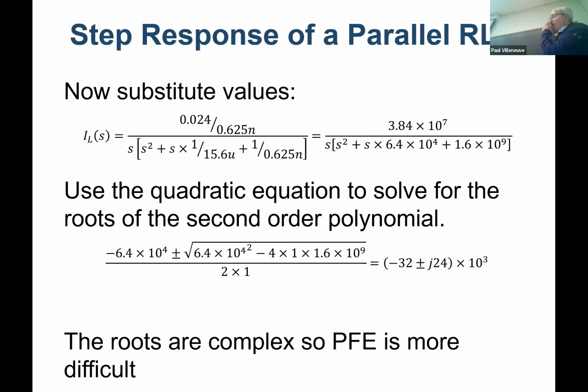So I have to do partial fraction expansion. What case do I need to do for my partial fraction expansion? Remember case 1 was I had real and unequal roots. Case 2 was I had repeating roots. That would be real and equal. Case 3 is I have complex roots. Case 1, case 2, case 3. You tell me. Case 3.